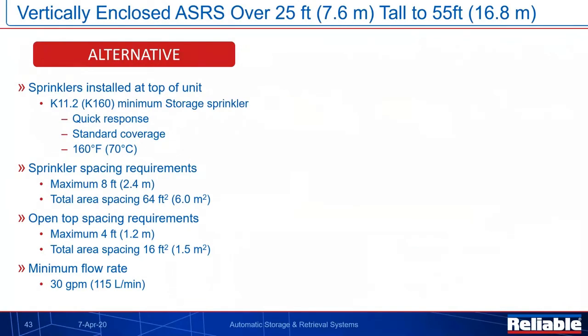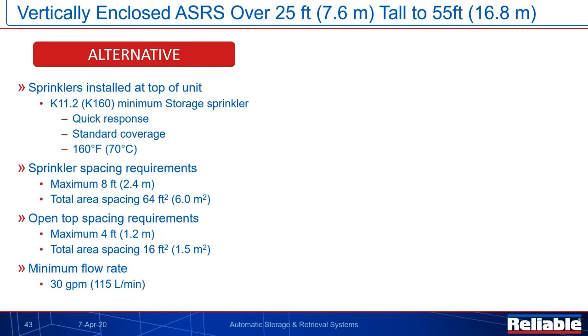Fortunately, we have an alternative for over 25 foot tall units. It's going back to what we started with, which is using our 11.2 K factor storage sprinkler. That's quick response and standard coverage, and we get the 8 foot maximum spacing requirement. And back to the minimum flow rate of 30 gallons a minute.